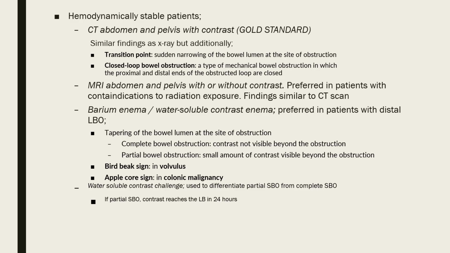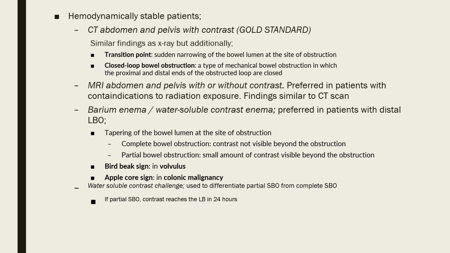What if your patient cannot handle radiation exposure, right? So you have to consider that. So your next option is do an MRI. So your patient is hemodynamically stable, but they cannot handle exposure. You do an MRI of the abdomen and pelvis with or without contrast. But now the findings would be similar to CT scan.